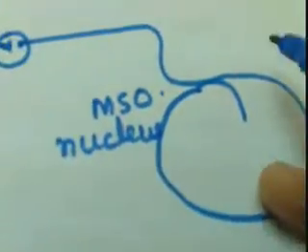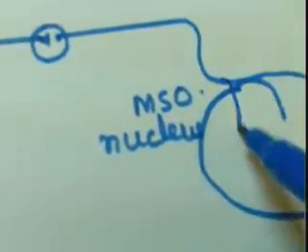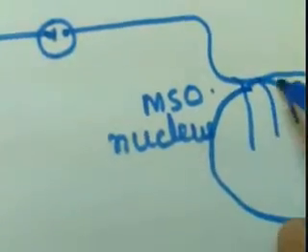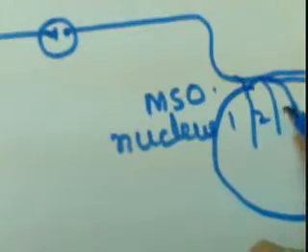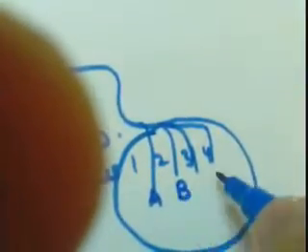Okay, so this is 1, 2, 3, 4. Now let us name it as neuron A, neuron B, neuron D, neuron C.